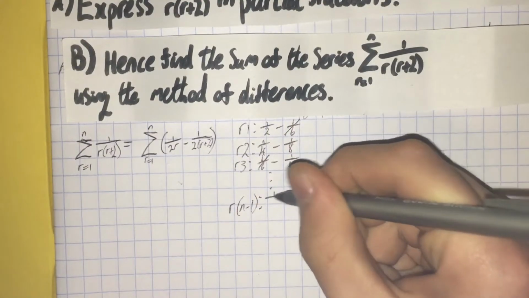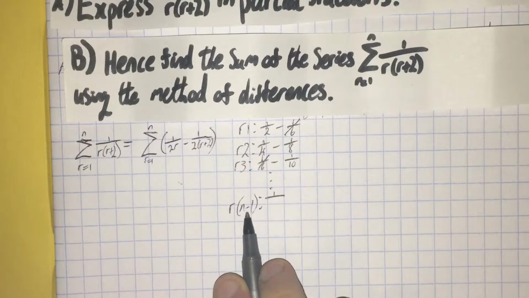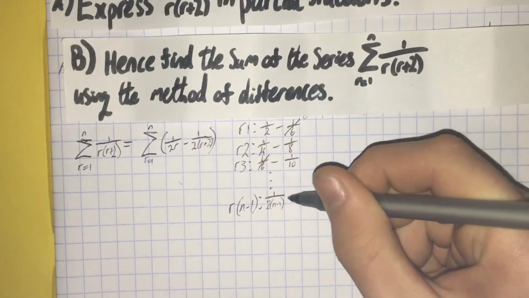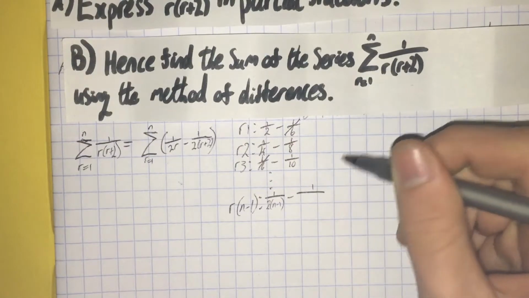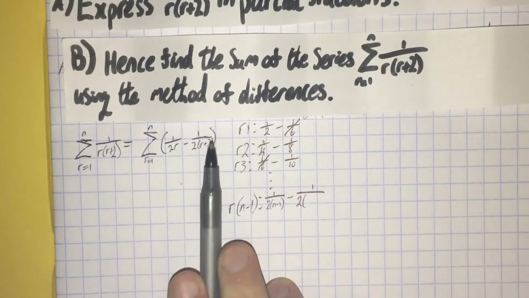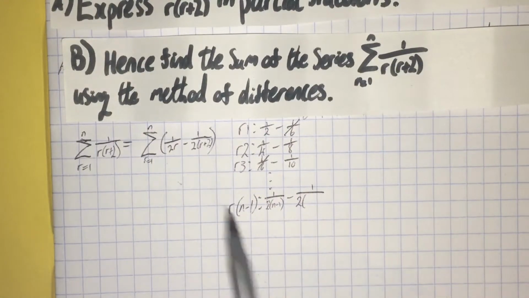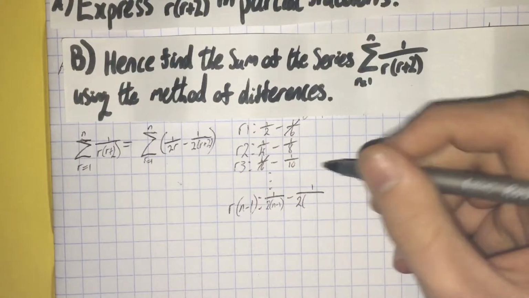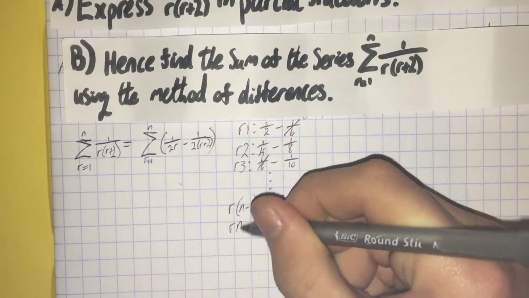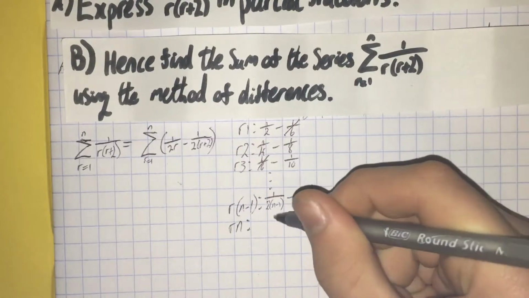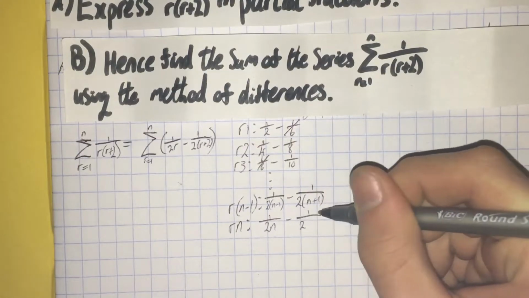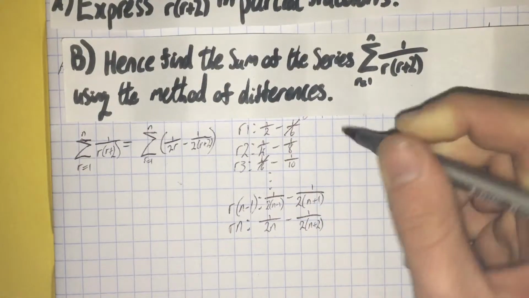So that means we'll have 1 over, remember r equals n minus 1, so we'll have 2 times n minus 1. Then we'll get minus 1 over 2 times n minus 1 plus 2. So that's just 2 minus 1, which is 1, so that'll be n plus 1 there. Then we substitute our r equals n in there: 1 over 2n minus 1 over 2 times n plus 2.